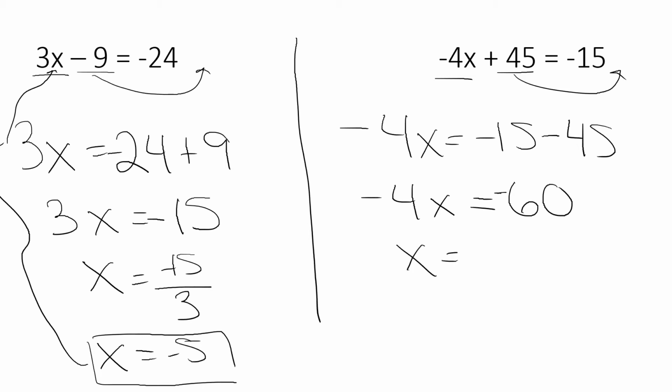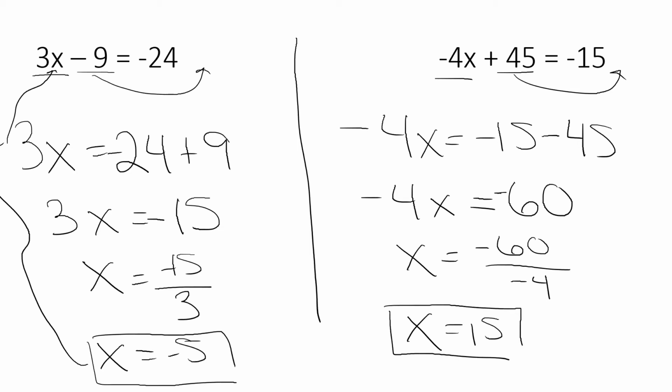Second step, I'm going to divide. Whatever I'm moving is going to go second. Don't change the sign, we only change the operation. And then -60 divided by -4, this one's going to simplify down to 15. And it's positive because a negative divided by a negative equals a positive.